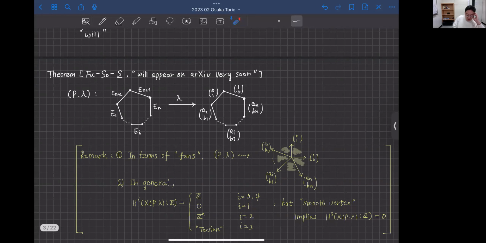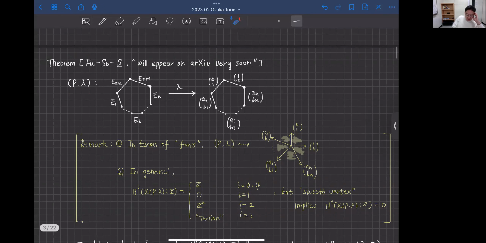Here are some remarks. In the language of fans, in toric varieties, this characteristic pair can be represented by fan data. First you fix the two vectors (1, 0) and (0, 1), and then you think of a bunch of other rays.